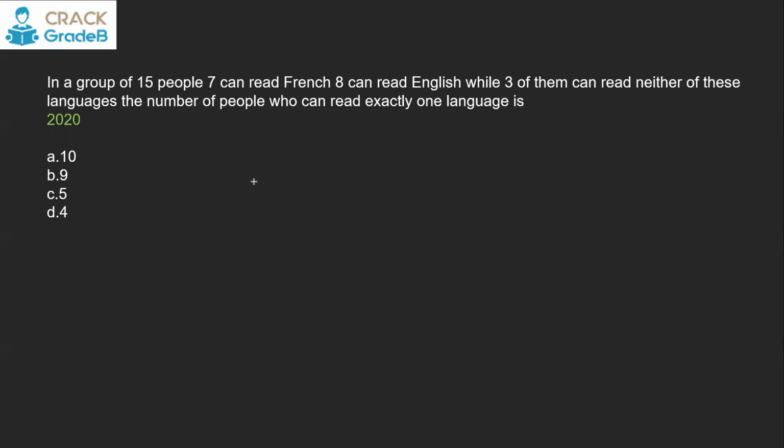So if you try to solve it by making Venn diagrams, 7 people read French. So this circle should represent the French reading people. Sorry, my mistake. It says 7 people read French, so the French circle should have 7 people in it. 8 read English, so English reading people are 8 in number.